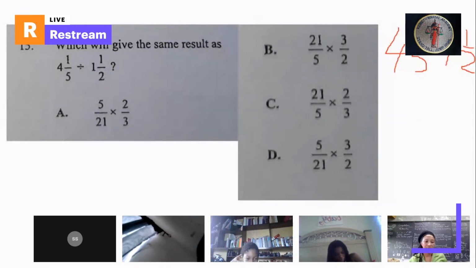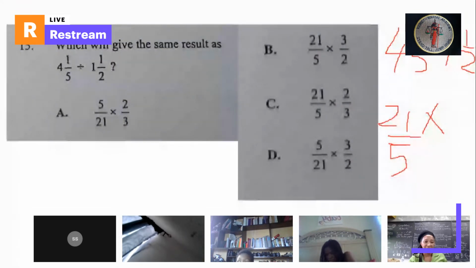Oh, miss. I think I have an answer, miss. Miss, my answer would be D, 5/21 times 3/2. All right, so the first fraction, we don't invert the first fraction. 4 5ths is 4 times 5, which is 20, plus 1, 21/5. We change the division to multiplication and we invert the second fraction. 1 1/2 is 3 over 2, and it's going to become 2 over 3. So that would be not D, John, it would be C. Miss, I did put 21 over 5, but then I changed it.